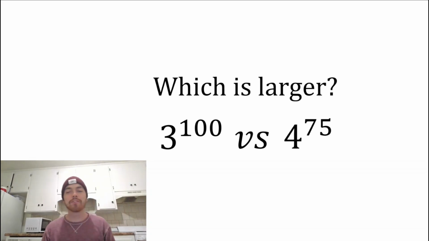Hey y'all, check out this cool number theory problem. We have two exponentials, 3 to the 100 and 4 to the 75th, and we have to figure out which one is larger. If you want to try and solve it on your own, pause the video now because I'm going to solve it in 3, 2, 1.